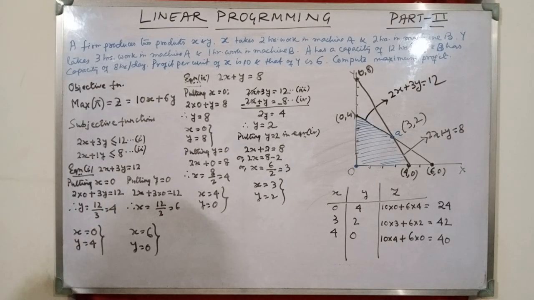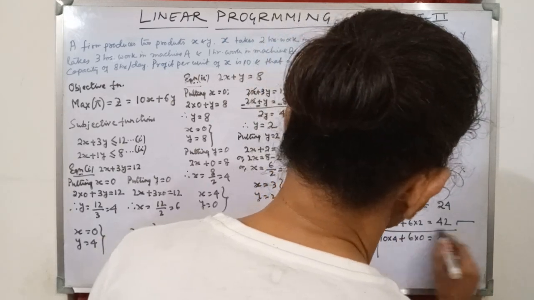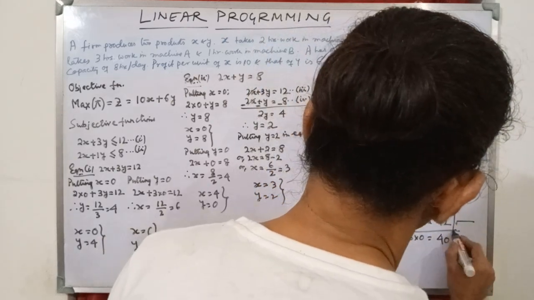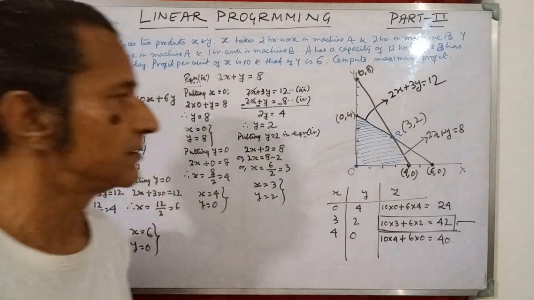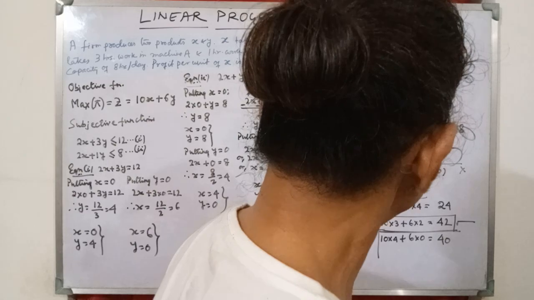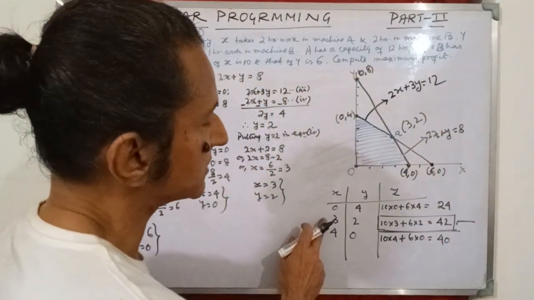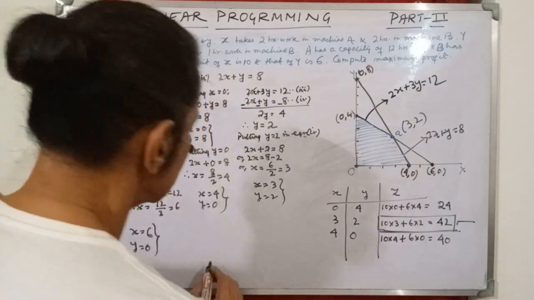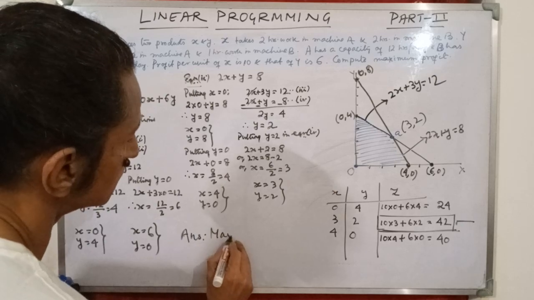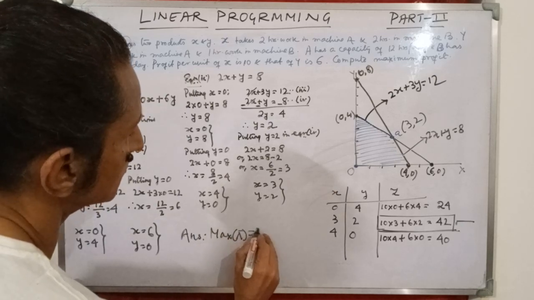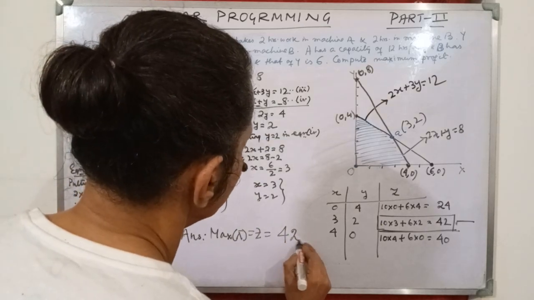Now which is the maximum value? 42 is the maximum value. This means profit is maximized when the firm is producing 3 units of X and 2 units of Y. So the answer is max Z is equal to 42.